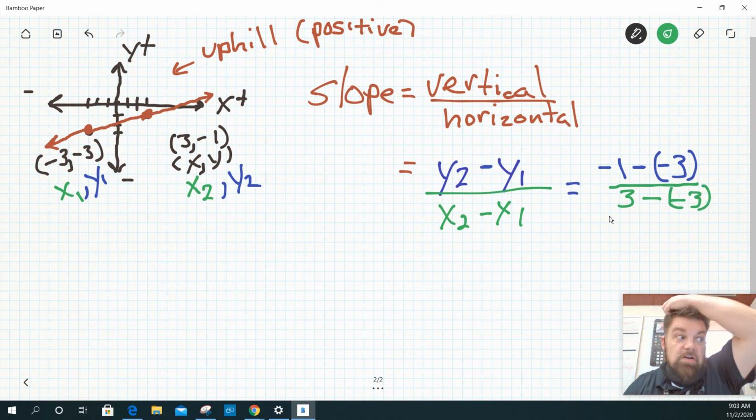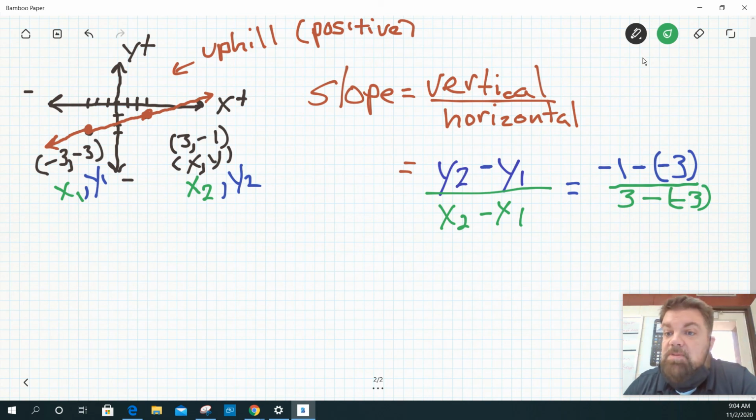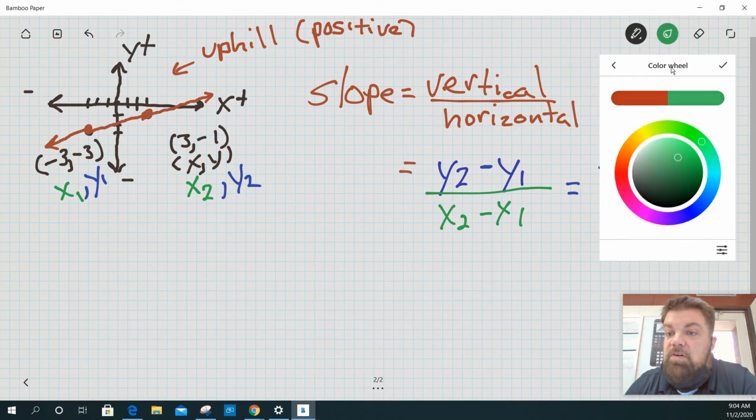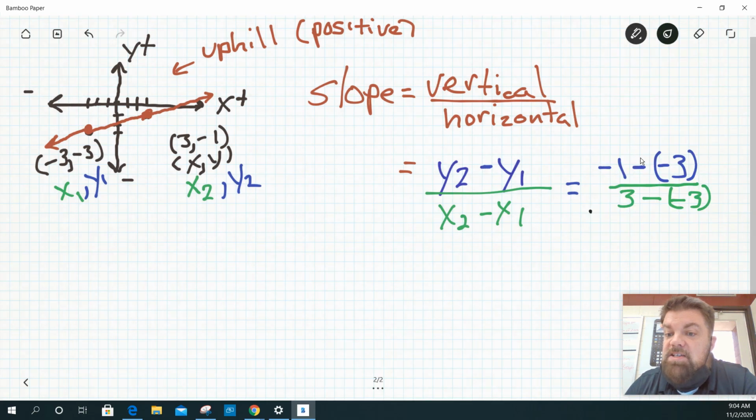Okay? So now at this point, I'm just going to do some quick math. I'm going to add these all up. I'm going to say this is a plus, and this is a plus. So 3 minus 1 equals 2, and then 3 plus 3 equals 6. Divide the top and bottom by 2, and I get 1/3. Now notice that it's a positive number, so my slope is positive 1 over 3.